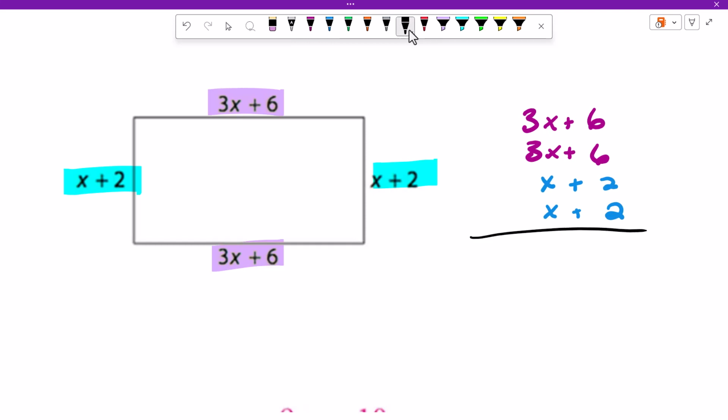You add up all the sides together. Numbers with numbers, x's with x's. 6 plus 6 plus 2 plus 2, what do we get? 16. 6 plus 6 is 12, 12 plus 4 is 16, and it's positive. We put a plus sign. We add all the x's together. What do we get?